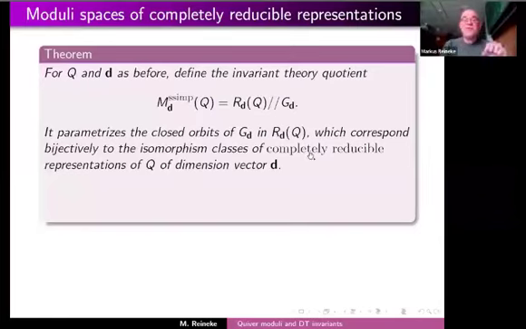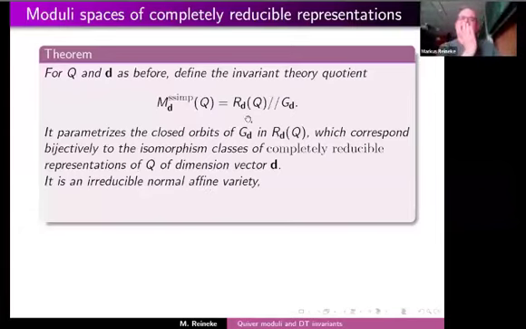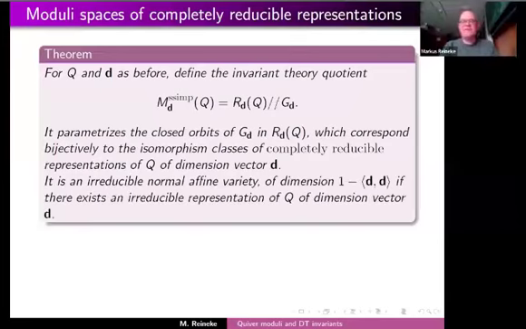So we have a moduli space for completely reducible representations, which is an irreducible normal affine variety. Let's just quickly see why this is true. It is an affine variety because I define it as the spec of a ring of invariants, which is finitely generated by Hilbert. It is normal because it's the spec of an invariant ring inside just a polynomial ring. So it's definitely normal, and irreducible just because R_d of Q is irreducible.